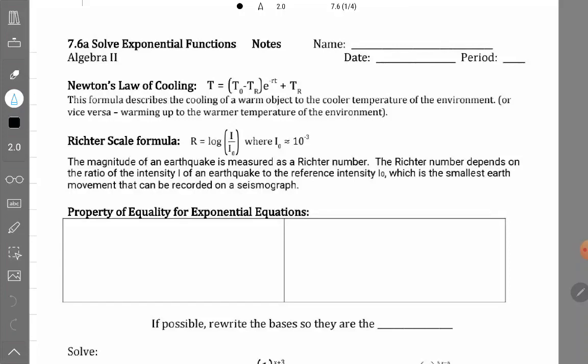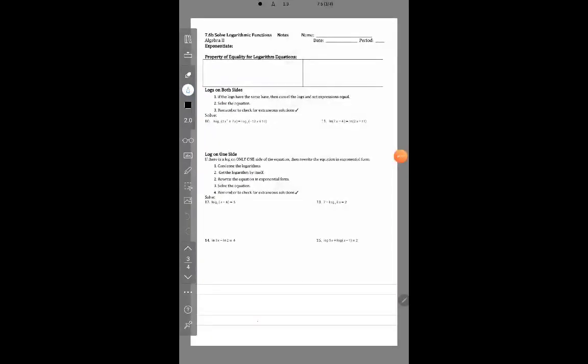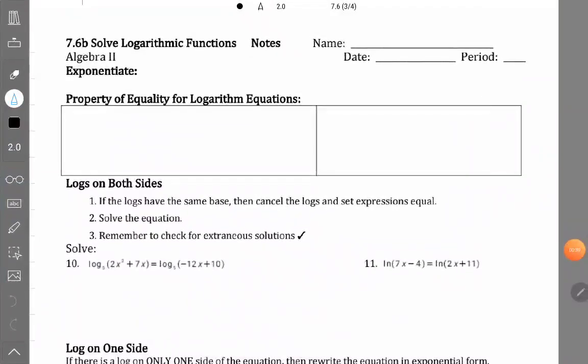Let's see here. Feel like I got this backwards. Yeah, let's go to the third page. Here we go. So I feel like applications are after you learn the basics. Here we go.